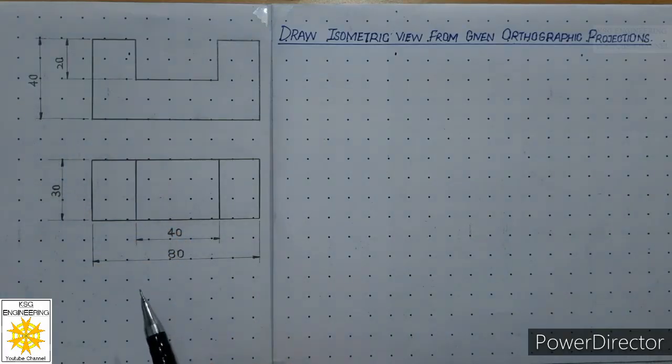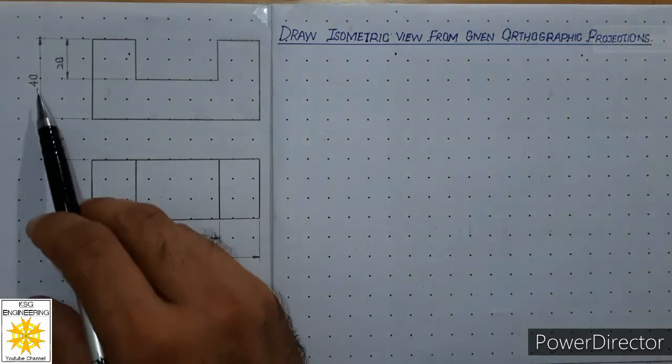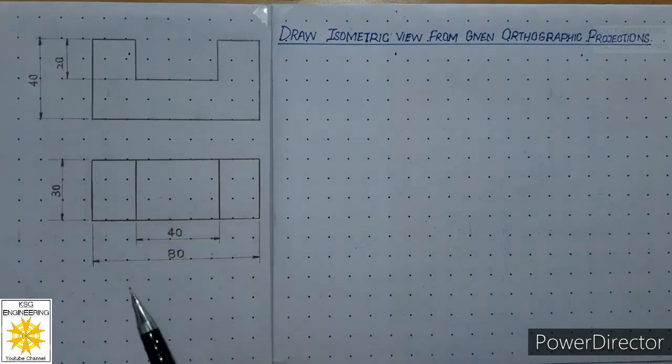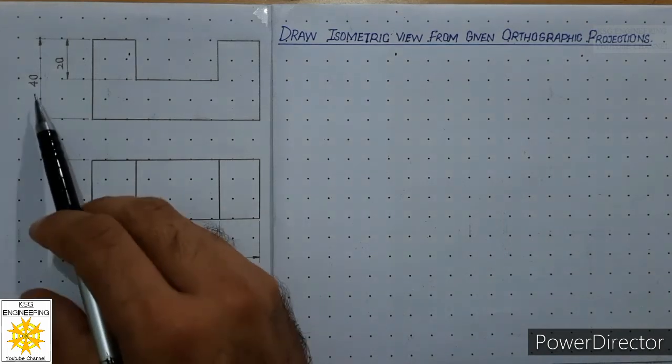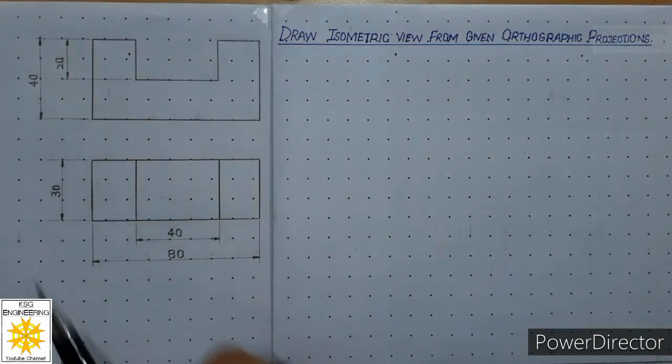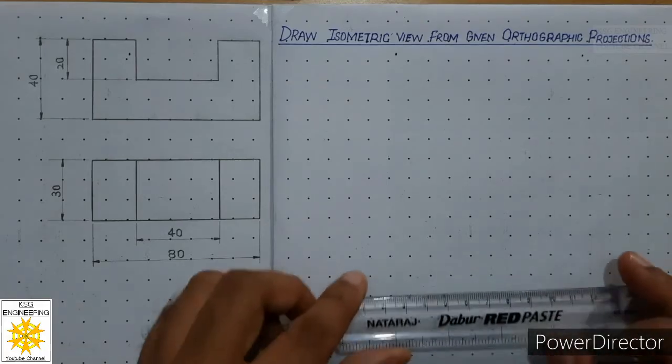Then in the third step, we have to draw isometric of a box by considering these three dimensions. Means we will draw isometric of a box whose length will be 80, width 30 and height 40 mm. So let us draw isometric of that box first.